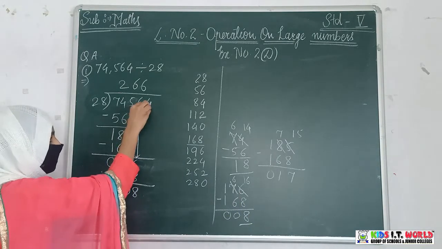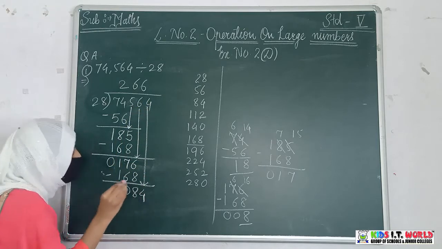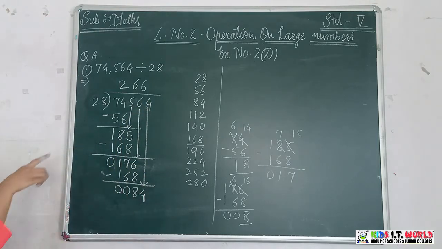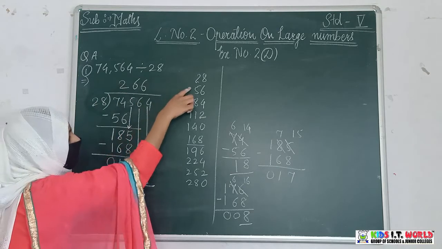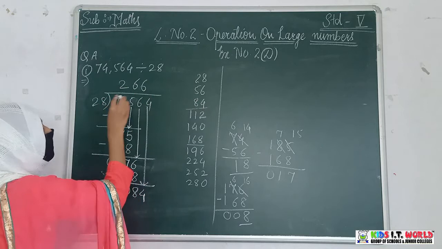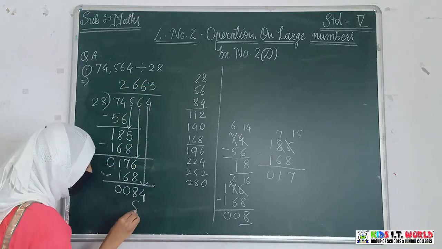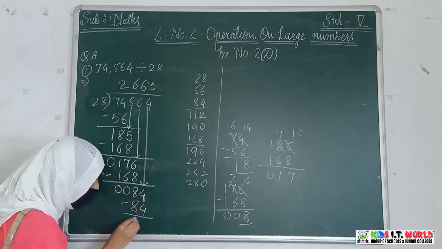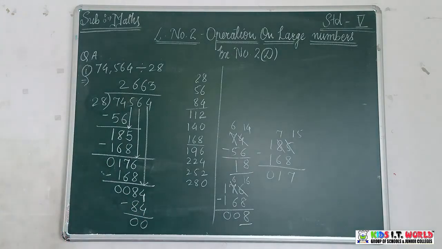And in the next step we have to take the last number here, that is 4. Here 84. Now see the table. Does 28 have 84? Yes, on the third position. So 28 threes are 84. 84 minus 84 is 0. See here, we have done with the subtraction and we got the remainder 0. We got the quotient 2663 by the divisor 28 and dividend 74,564.